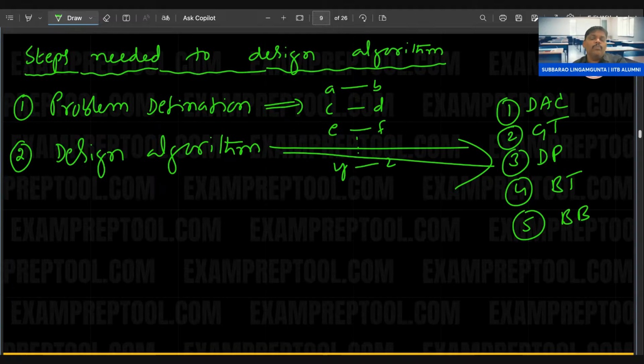So normally people will think that the designing techniques are divide and conquer, greedy technique, dynamic programming, backtracking, and branch and bound. But nowadays there are a few more patterns. People who are working in big companies like Google, Microsoft, and Amazon found some more patterns. It is the same thing, but they added a little more detail. I think as of now we are studying only five.